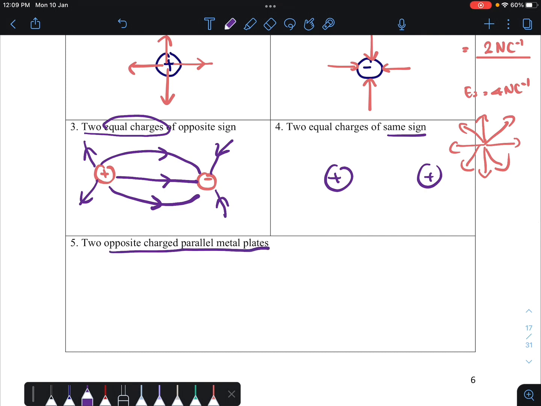And then two opposite charge parallel metal plates. What parallel metal plates means is that you're going to have metal plates. Along these metal plates we will have charges. And one will always be positively charged, the other becomes negatively charged. What happens to the electric field line is that we know it will start from positive and end in the negative. So for the electric field line, we assume this plate is like a point, a charge.